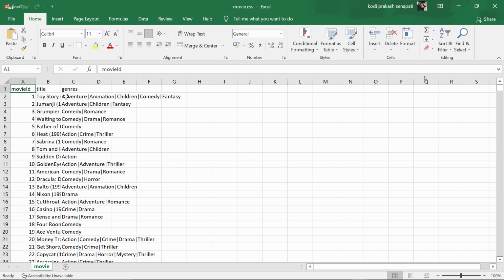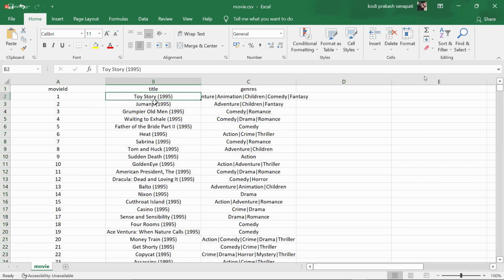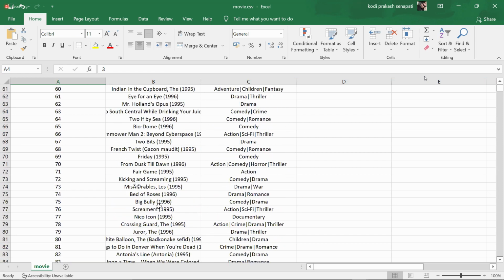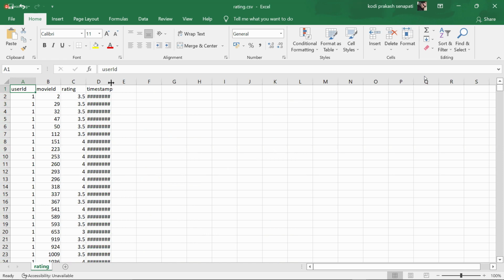Understand? So let's say there is a movie named Toy Story. What is the movie ID? 1. Jumanji is 2, Grumpy Old Men is 3. We have all these movies, guys. I hope you have heard of some of the movies, isn't it? So this is called movie ID. Understand?